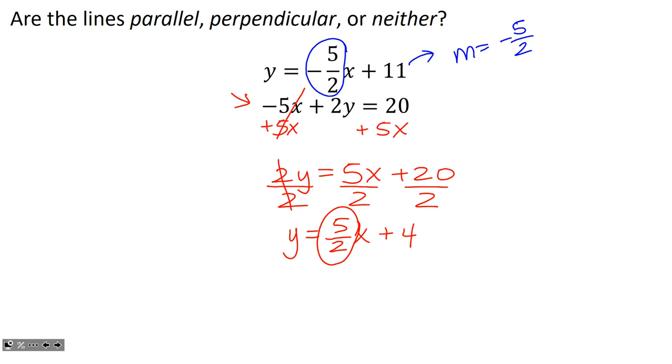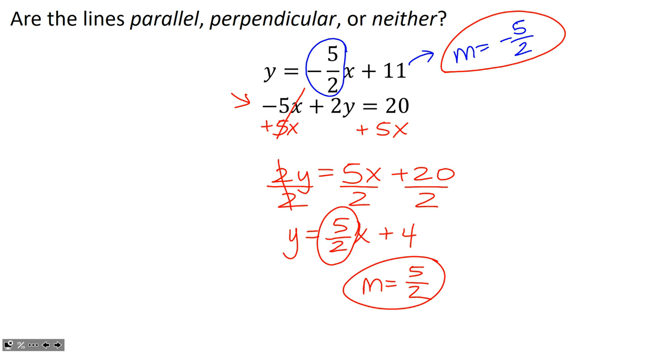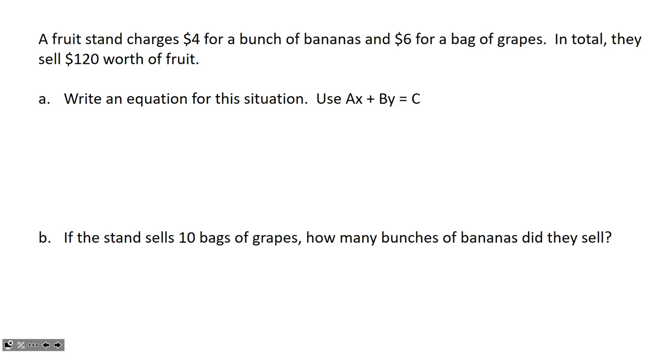Now I just need the slope. So the slope of this line is m is equal to 5 over 2. Now here's my two slopes. Negative 5 over 2 and positive 5 over 2. They're not the same, but they're also not opposite reciprocals. So we're going to say that these are neither parallel nor perpendicular because the slopes are not the same and they're also not opposite reciprocals.